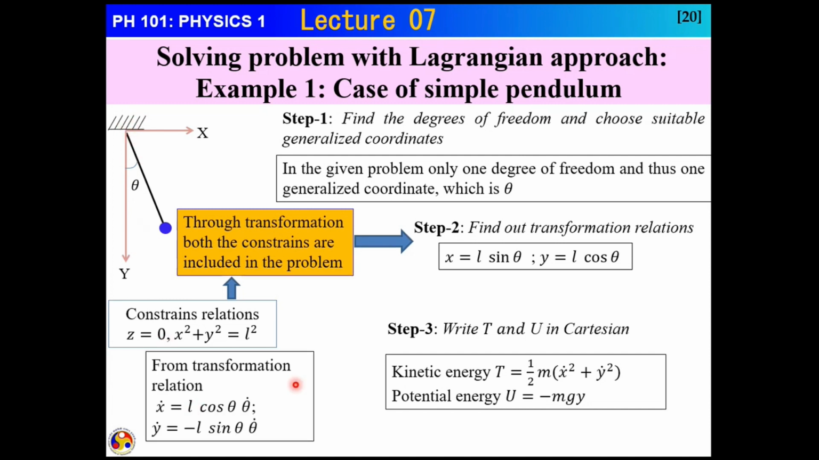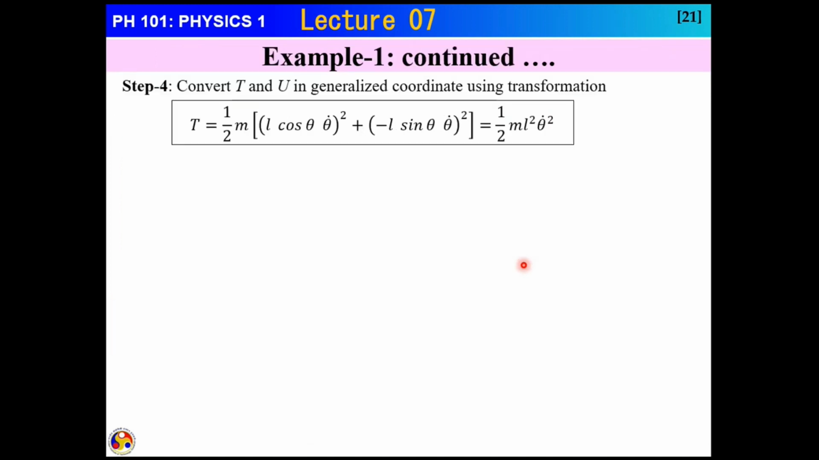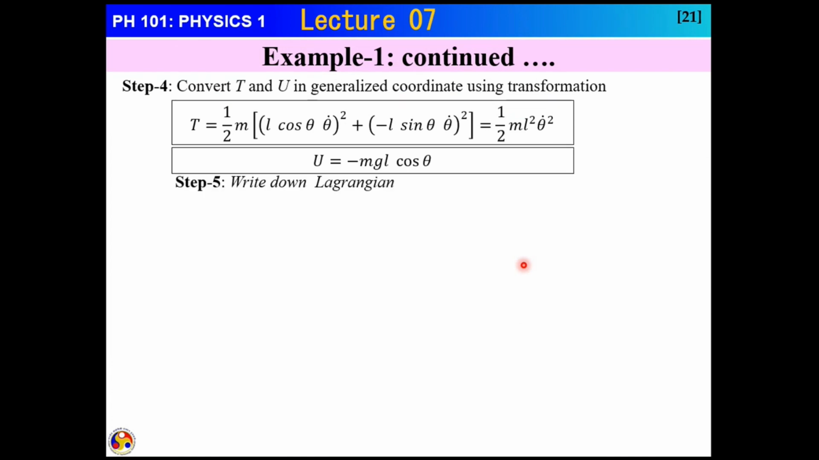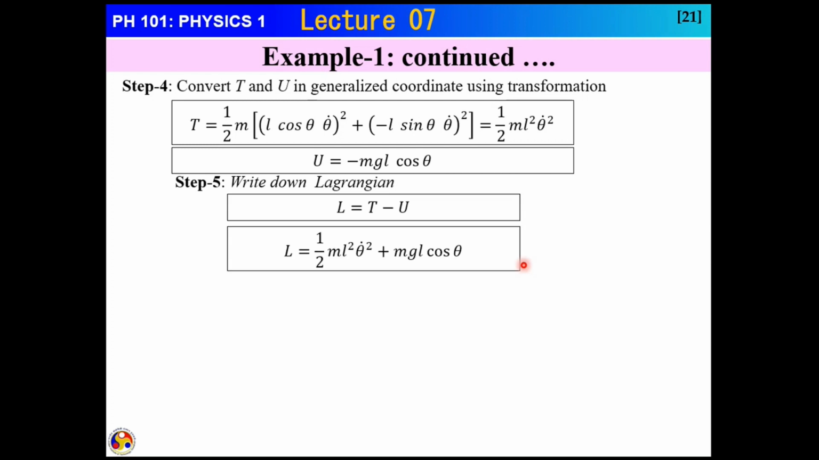Then x dot is L cos theta, theta dot, and y dot is equal to L sine theta, theta dot here. For x dot, L is constant, and sine theta you differentiate with respect to theta and then theta dot. Similarly for y. Then we can write the kinetic energy, we can write the potential energy, and we can write the Lagrangian.